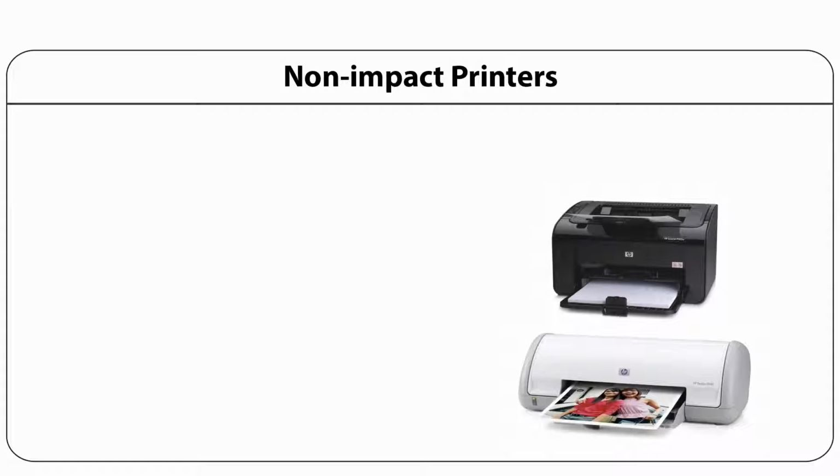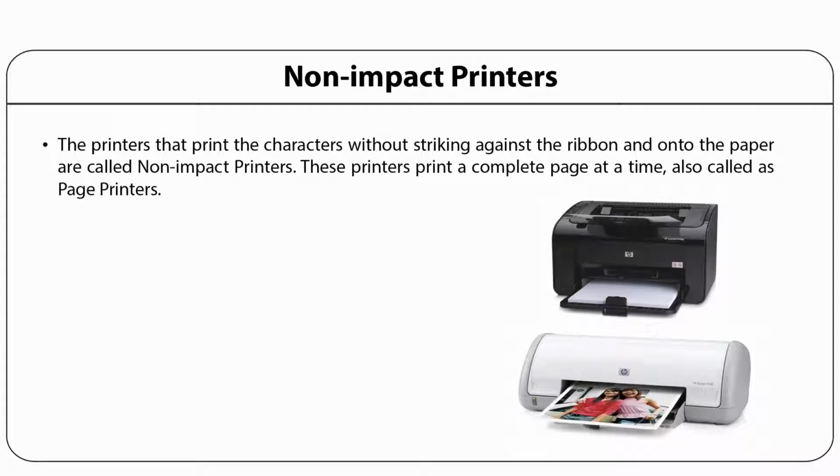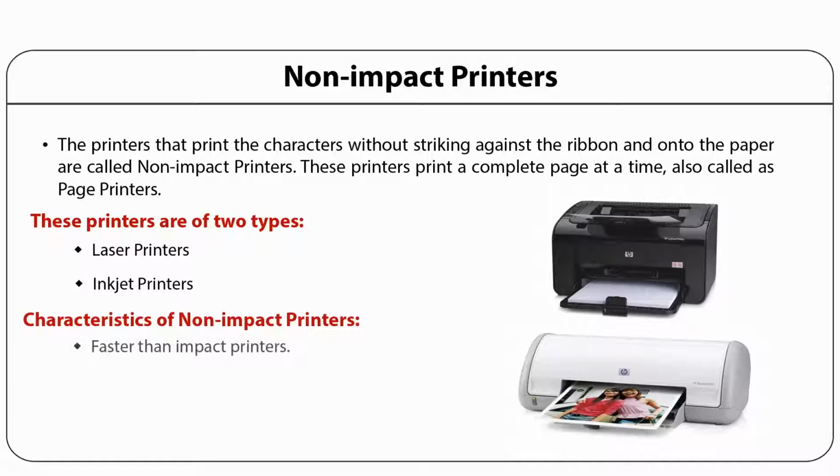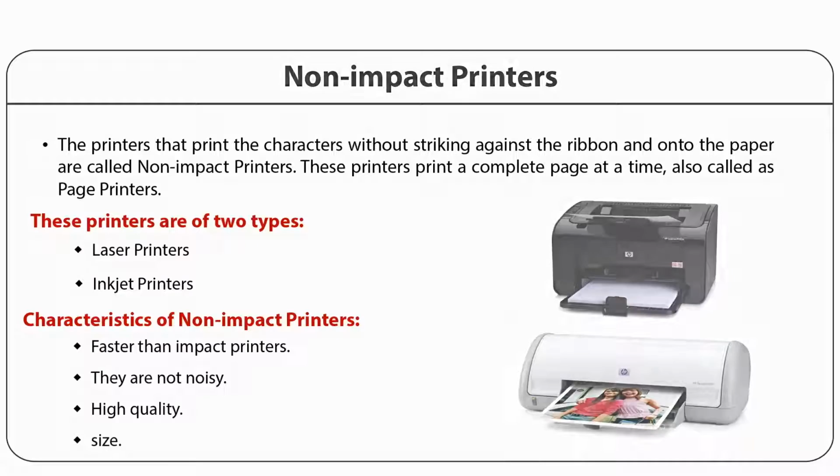Take the case of non-impact printers. The printers that print the characters without striking against the ribbon or onto the paper are called the non-impact printers. These printers print a complete page at a time and are also called page printers. Basically, laser printers and inkjet printers belong to this category. The main characteristics of the non-impact printers are that they are very fast, very less noisy, the quality of print is very high, and the size of the printer is also small.